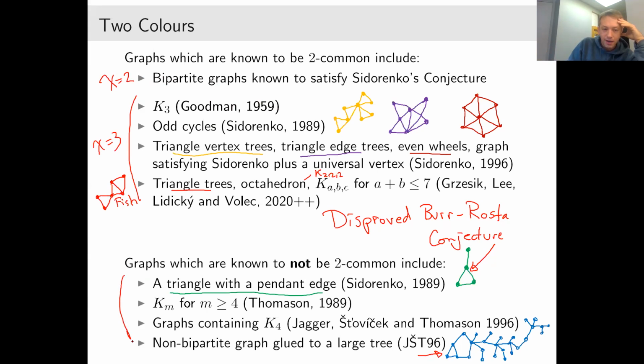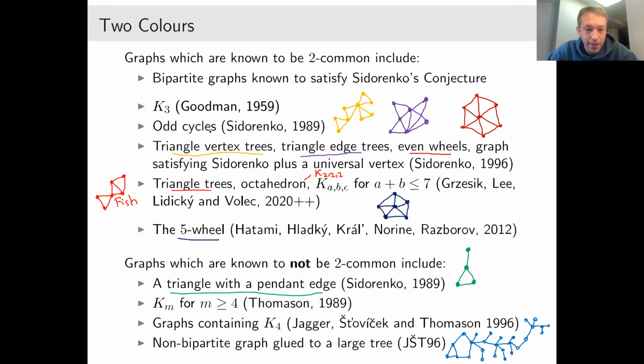Here we've got a range of chromatic numbers on the negative side, chromatic number 3, 4, but it can be very high. But you can see on the positive side, the examples I've mentioned so far, you've only got chromatic number 2 or 3. And actually, to this day, I believe the only example known to be 2-common and have chromatic number at least 4 is the 5-wheel. This is a result of Hatami, Hladký, Kráľ, Norin, and Razborov. The 5-wheel is a 5-cycle with an extra vertex joined to everything.